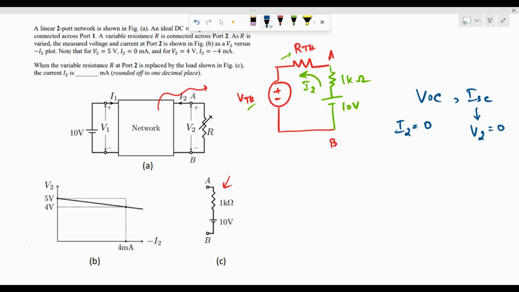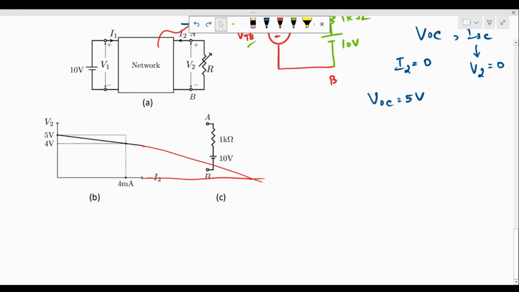Now let's look at this graph. From this, we can actually obtain VOC very easily, because for I2 equal to 0, V2 is actually 5 volts. So this coordinate is 0 comma 5. So here, of course, they are considering minus I2 over here, which means they are considering this direction. So that is 0. For that, we have V2 as 5 volts. So our VOC basically is 5 volts.